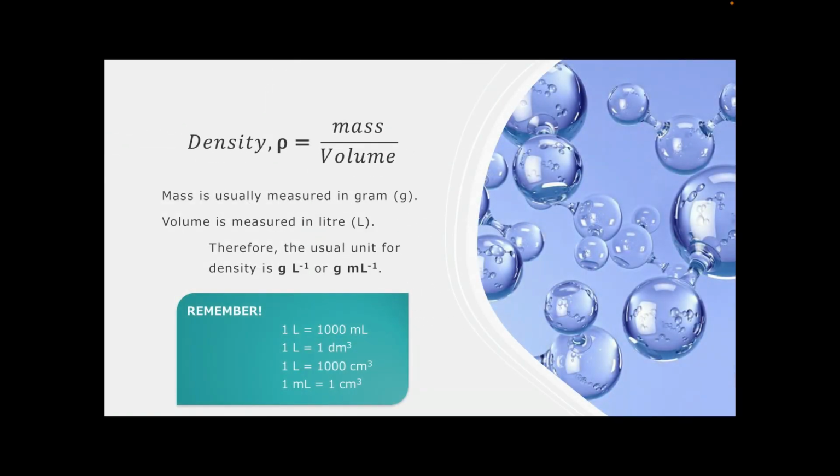Mass is usually measured in gram with the unit of g, while volume is measured in liter with the unit of L. Therefore, the usual unit for density is gram per liter or gram per milliliter. Remember that 1 liter is equal to 1000 milliliter or 1 decimeter cube or 1000 centimeter cube, while 1 milliliter is equal to 1 centimeter cube.